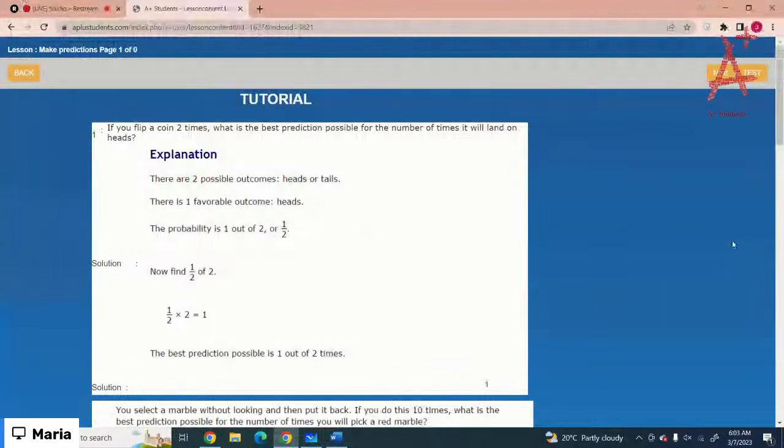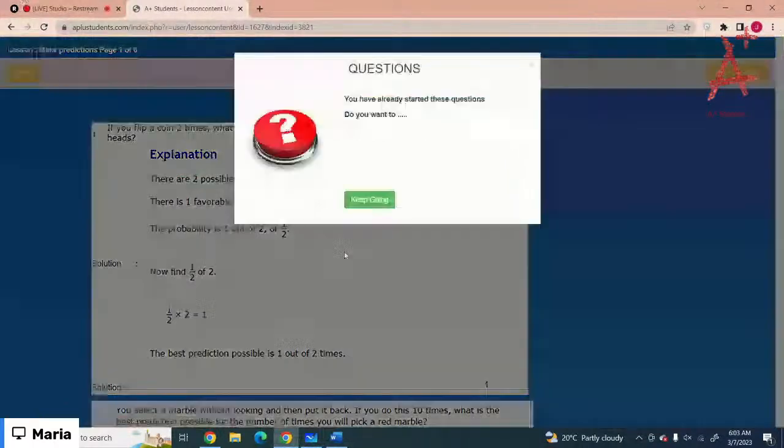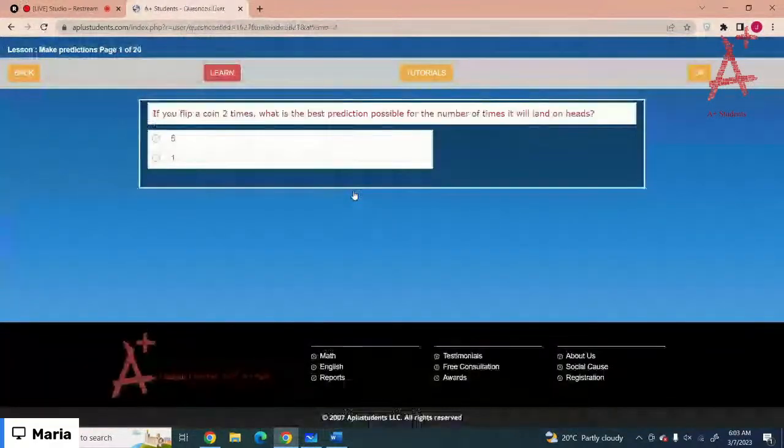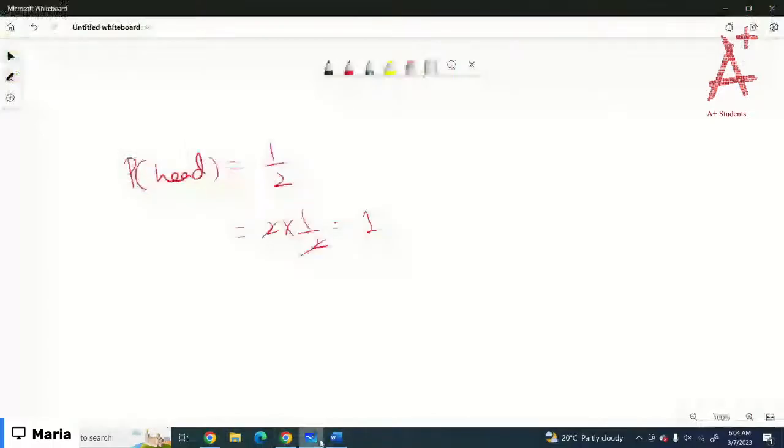Got it? Let's just start with the test questions. You can have a look at the tutorial by yourself. They are already solved. Okay, the first one is: if you flip a coin 2 times, what is the best prediction possible for the number of times it will land on heads? First of all, we're going to calculate the probability of head. And that's the one we just did in the tutorial.